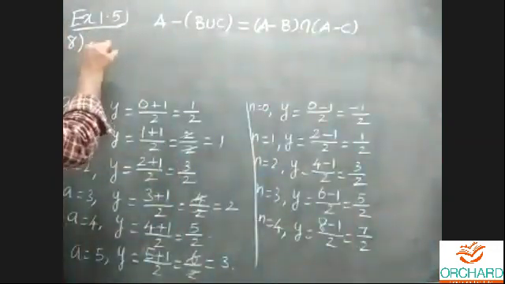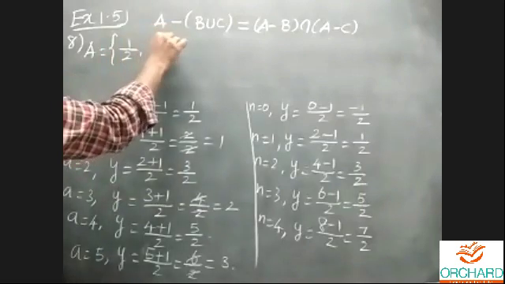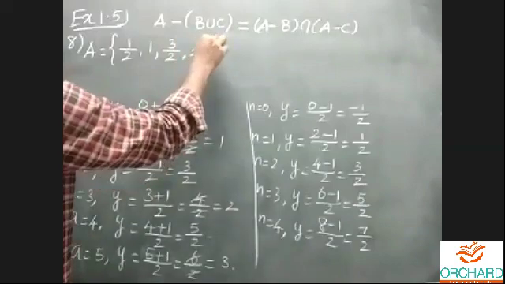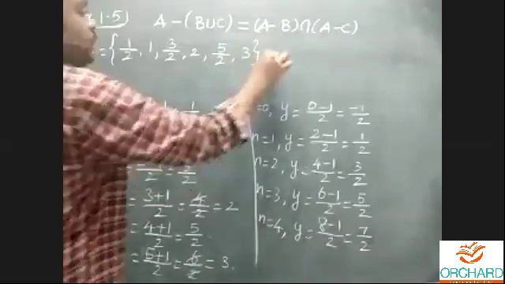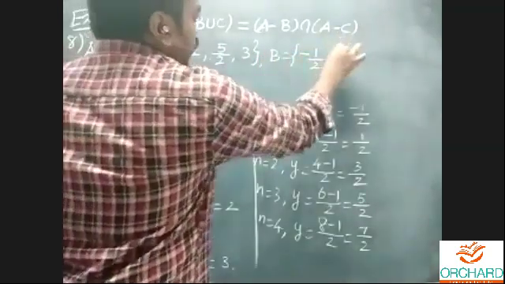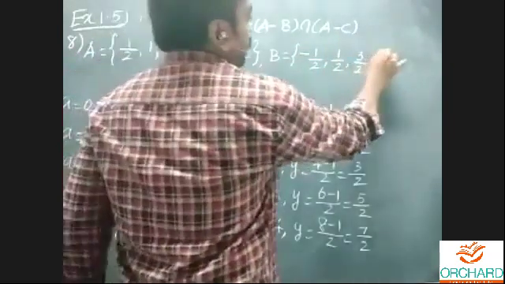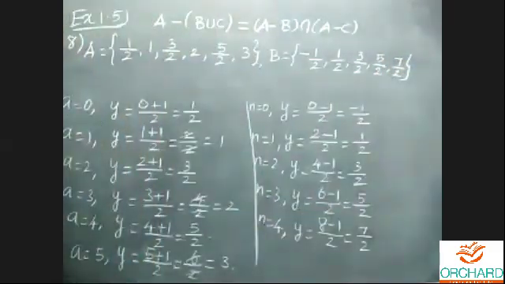Elements of set A. What are the elements of set A? 1 by 2, 1, 3 by 2, 2, 5 by 2, and 3. This is the elements of set A. Elements of set B: minus 1 by 2, 1 by 2, 3 by 2, 5 by 2, 7 by 2. These are the elements of set B.